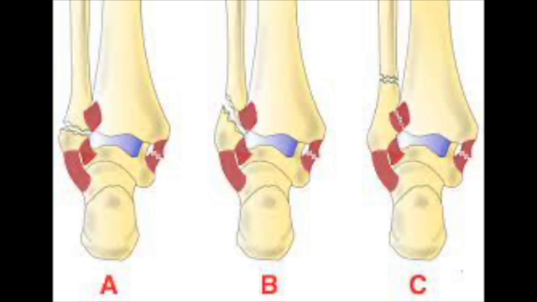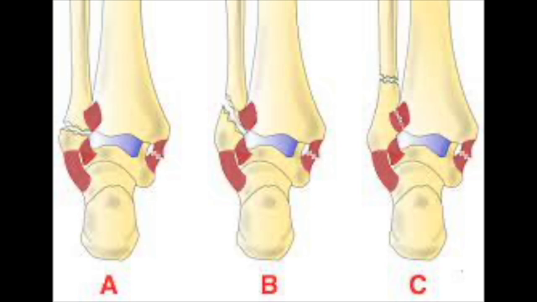Next, the Weber ankle fracture classification. This is a way to classify ankle fractures on the basis of the lateral malleolus, the fibular bone. So Weber A is a fibular fracture below the syndesmosis. The tibiofibular syndesmosis is intact, the deltoid ligament is also intact, and it's usually stable. They could have plus or minus a medial malleolar fracture.